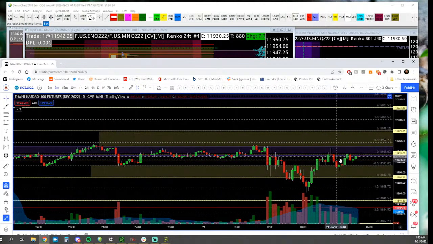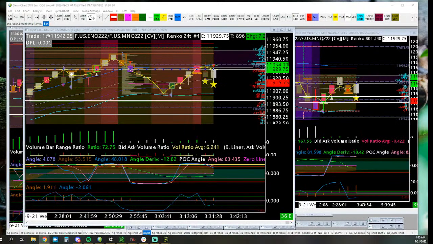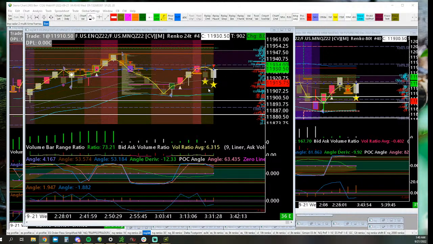But I'm thinking here we are consolidating. So we should be waiting for range expansion to really be trading a mean reversion strategy. We are at the mean already. It's already reverted. The blue dots here is the 3-day POC, and we are right at it.